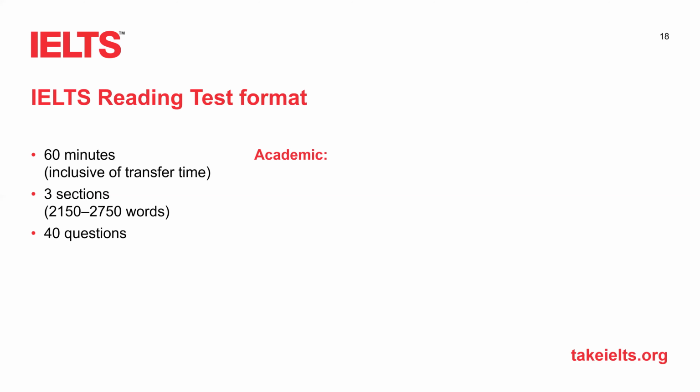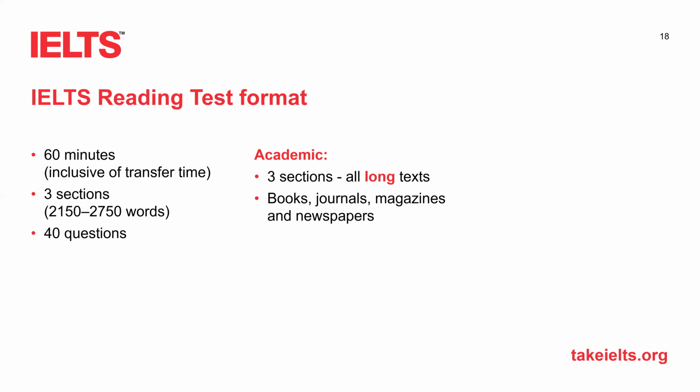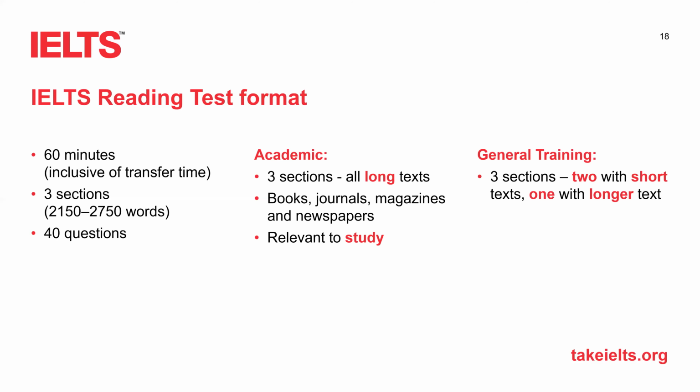This is one part of the test where there's a slight difference between the academic and general training modules. So in terms of the academic module, all 3 sections will have long texts that are usually taken from books, journals, magazines, and newspapers, and are more relevant to study. The general training, on the other hand, still has 3 sections, but the first 2 have shorter text, while the last one has a longer text.